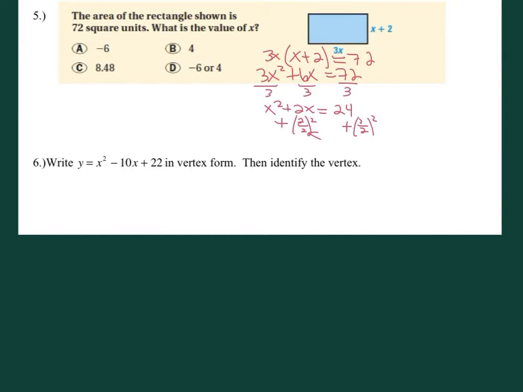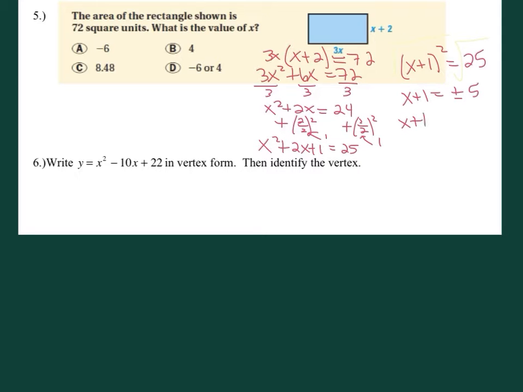Well, that's really just 1. Half of 2 is 1, and 1 squared is 1. So we'll have x squared plus 2x plus 1 equals 25. So we can factor that into x plus 1 quantity squared equals 25. And we can solve with square roots. So we take the square root of each side. We get x plus 1 equals plus or minus 5.